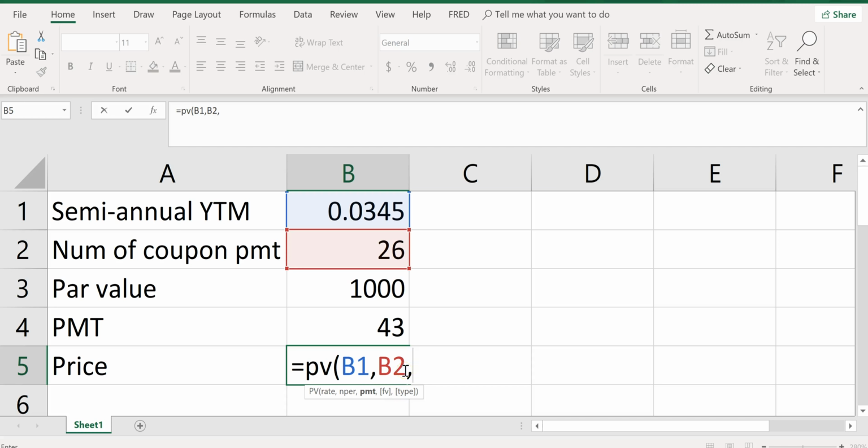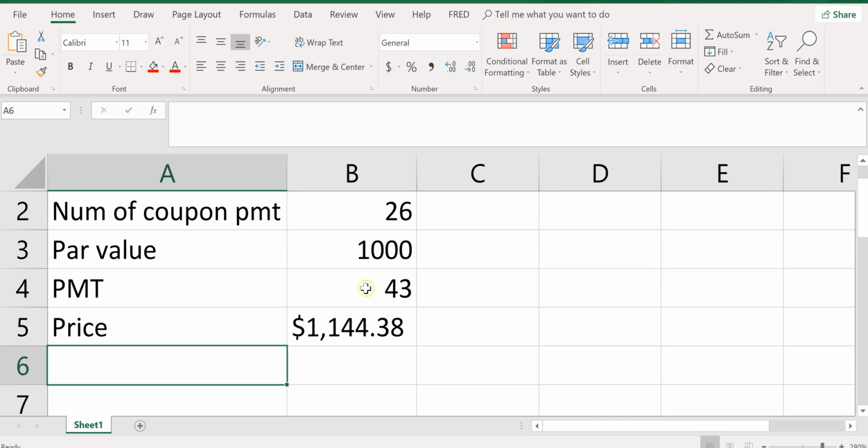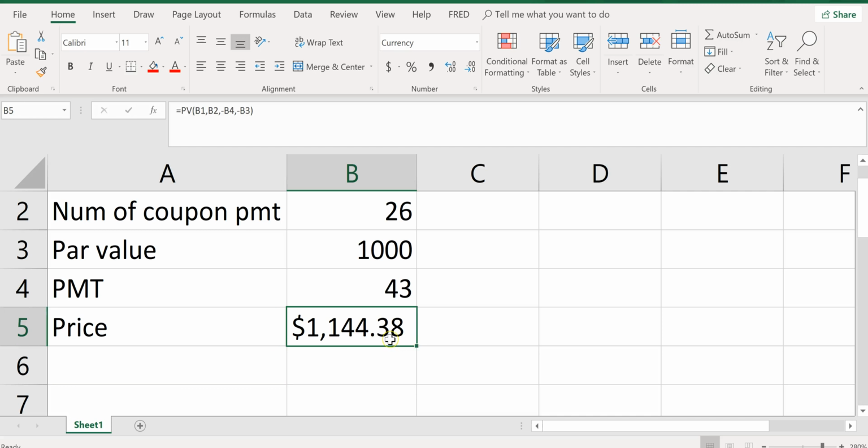So if I want to get a positive present value, then I need to put the payment and the future value, which is the par value, in a negative format. So it's negative 43, and finally the par value also in a negative format, and that gives me the final answer. Again, you have to be very careful about the format requirement.